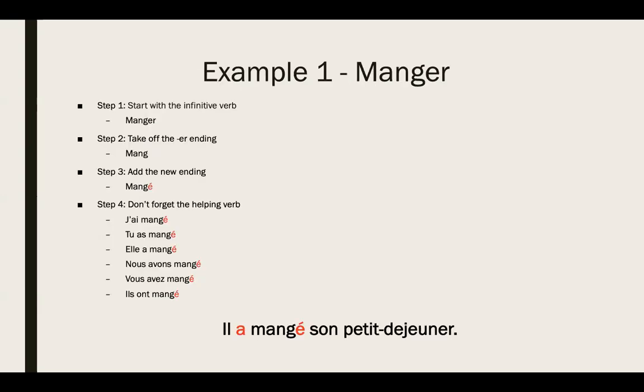The first example is going to be manger, which is just to eat in French. So you're going to start off with the infinitive verb, manger, and then you're going to take off the ER ending. So that is right over here. And then you're going to add the new ending, the E with the accent, which gives mangé, with the same pronunciation as the infinitive. And finally, don't forget the helping verb. So you have j'ai mangé, tu as mangé, elle a mangé, nous avons mangé, vous avez mangé, and ils ont mangé. An example in a sentence would be il a mangé son petit déjeuner. He ate his breakfast.